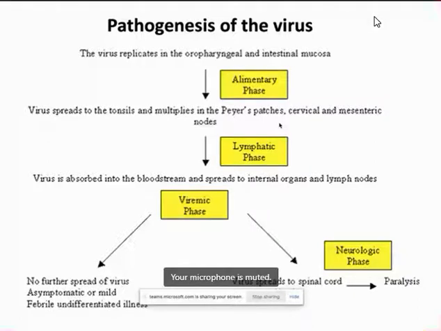Okay, and after some episodes of multiplication in the local lymph nodes in the GI, they finally enter into the bloodstream, that is called as viremic phase. Okay, that is called as viremic phase. So till now, the patient will not have any kind of symptoms. Even in the viremic phase, in most of the cases, almost 95% of the cases, the virus does not further spread, does not further multiply, and the patient might have some asymptomatic or non-specific features.